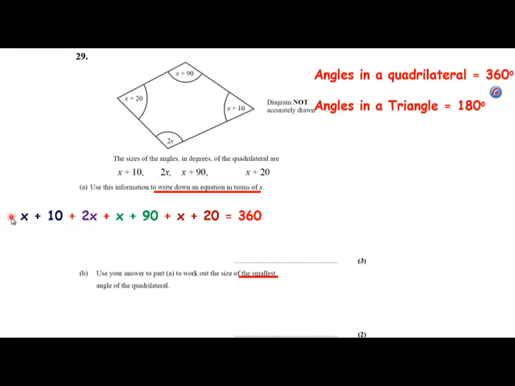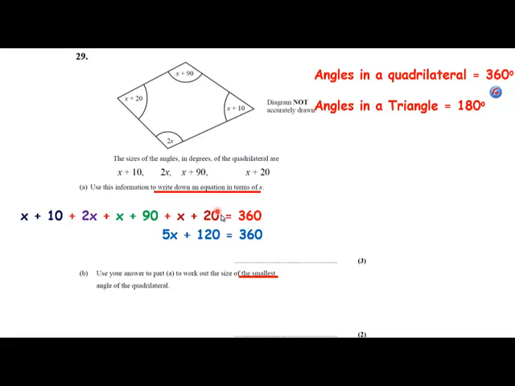Now let's just collect together like terms. x plus 2x is 3x, plus another x is 4x, plus another x is 5x. So I'll write down 5x. 10 plus 90 is 100, plus 20 gives me 120. So that's my expression. In fact, that's the answer to this question.